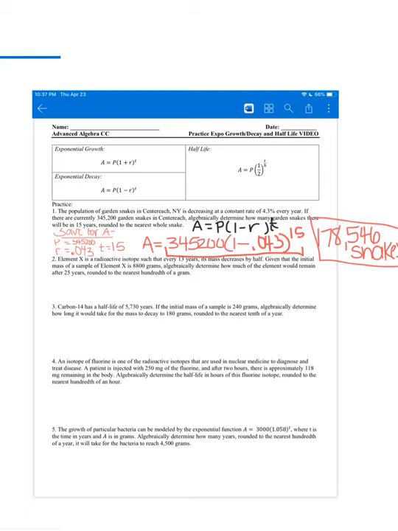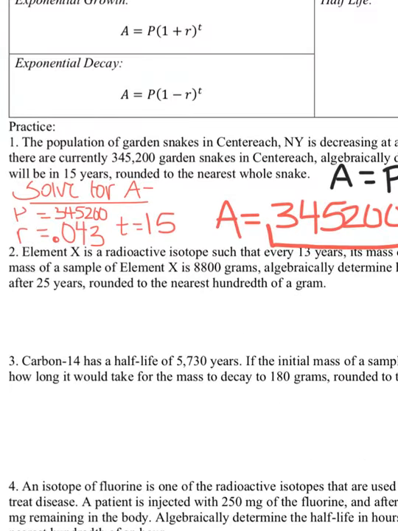For number 2, it says element X is a radioactive isotope such that every 13 years its mass decreases by half. That is the definition of half-life, how long to decrease by half. So because this is your half-life, I want you just to write down the half-life formula before you even keep going.